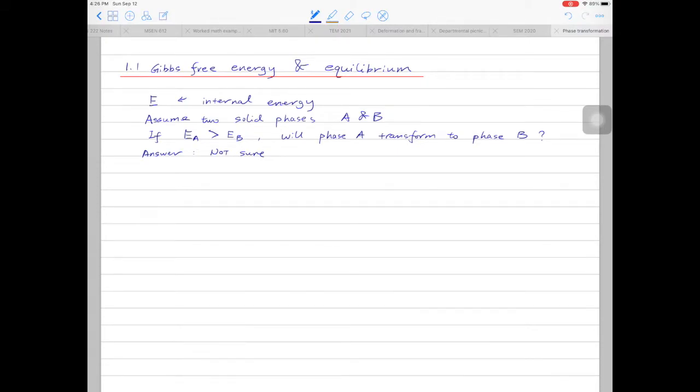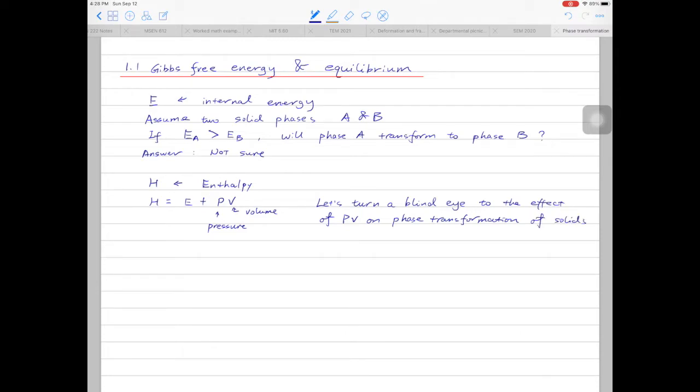For example, the external load or pressure can affect phase transformation. To account for that, we'll introduce the second term called enthalpy, denoted by the letter H. Enthalpy is defined as E plus PV, where E is the internal energy, P is the pressure, V is the volume. For simplicity in our analysis, let's for now turn a blind eye to the effect of PV. Subsequently, we'll have HA greater than HB.